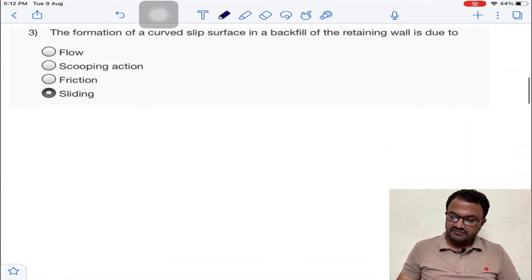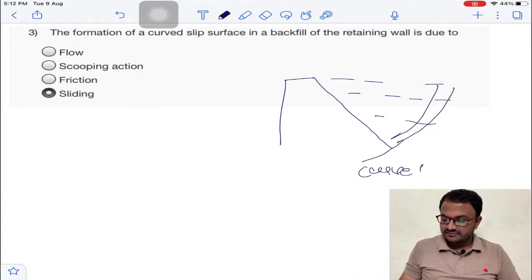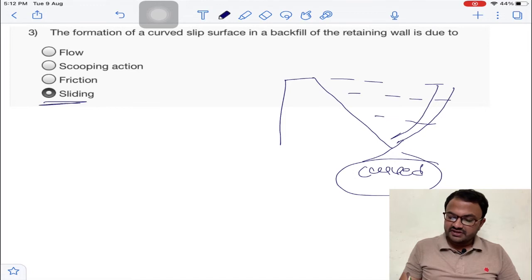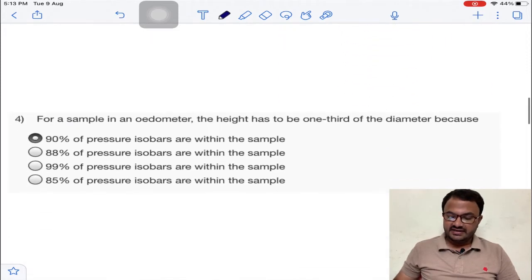Next question: the formation of a curved slip surface in a backfill. For example, if you take a backfill of a retaining wall here, there is a lot of soil here. So it will be a curved slip surface. The curved slip surface is because of sliding of the soil. This is a sliding of soil. So for question number 3, D is the answer.